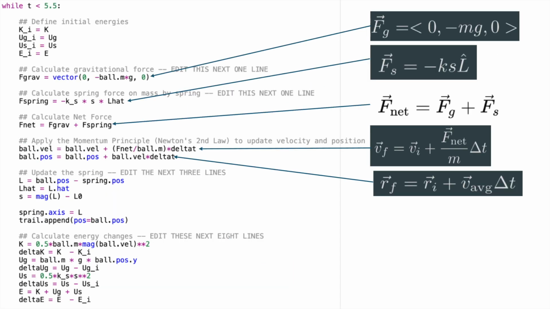Each step, I first snapshot the current energies for comparison, then I compute the forces. Gravity is straight down, Fg equals (0, -mg, 0), and the spring pulls back along the spring, Fs equals -k s L hat. Adding them gives the net force.